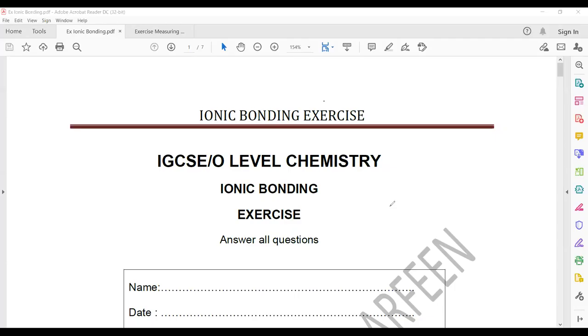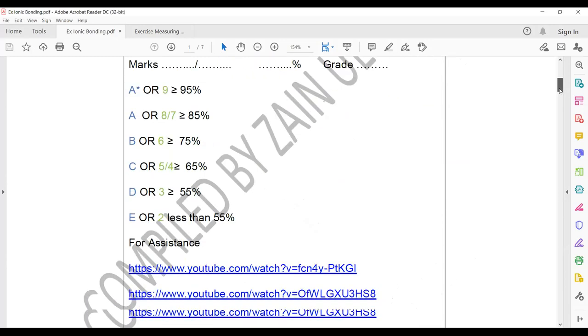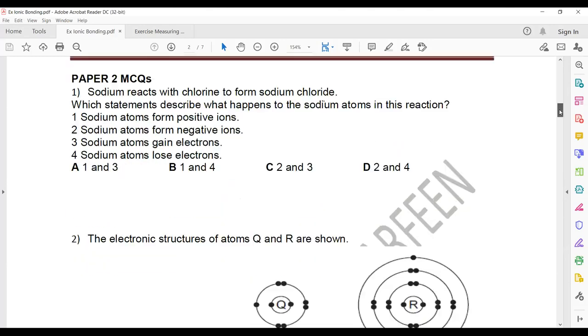So in this session, we will discuss the weekly homework related to ionic bonding. In the first question, sodium reacts with chlorine to form sodium chloride. Which statement describes what happened to the sodium atom in this reaction?